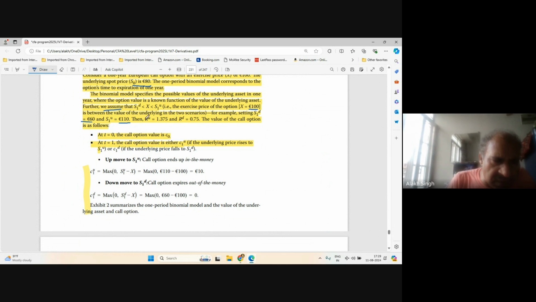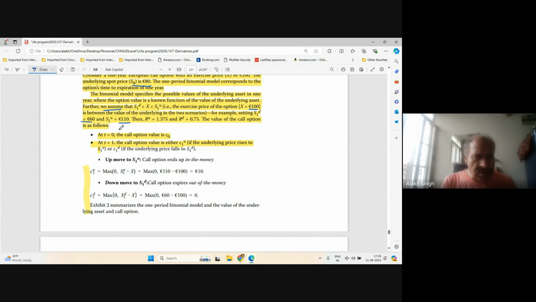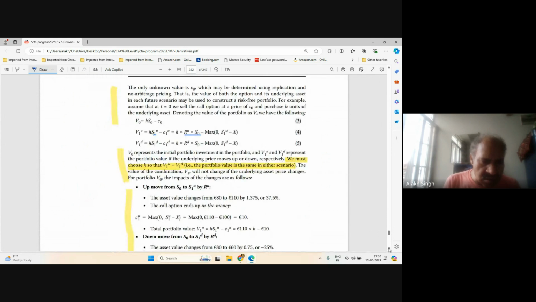And what will be the value of the call in this case? 10. Very good. So C1U is 10 and C1D is 0. That's clear? So that is what has been used here.